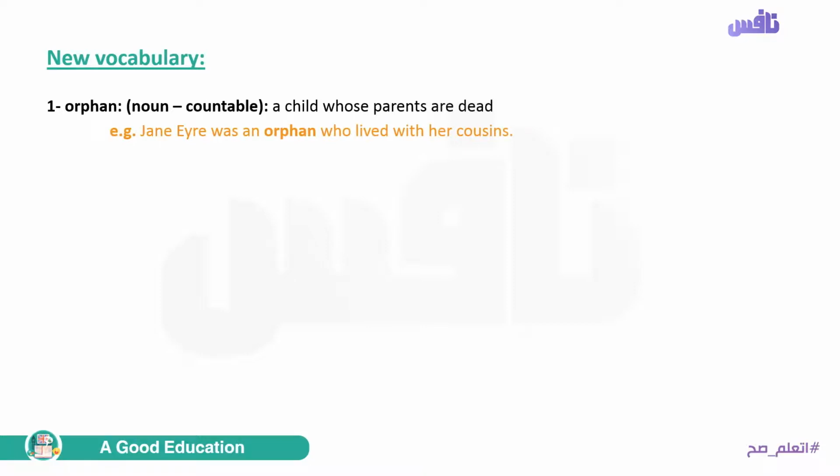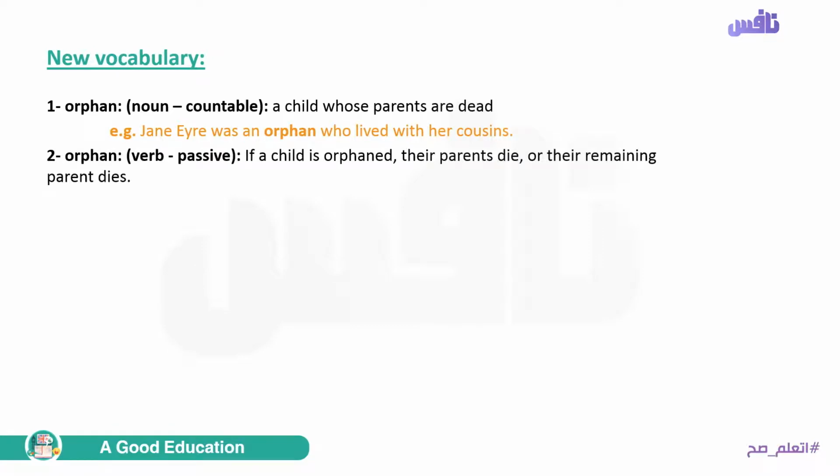The first word we're gonna deal with is the word orphan. Orphan is a noun. It is a countable noun. It refers to a child whose parents are dead. Let's take an example. Jane Eyre was an orphan who lived with her cousins. So, the word orphan means yatim.